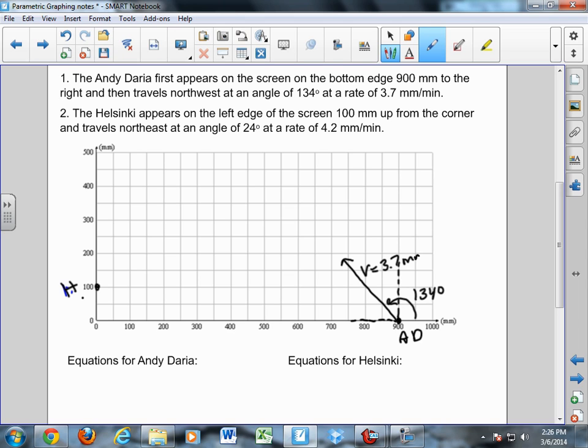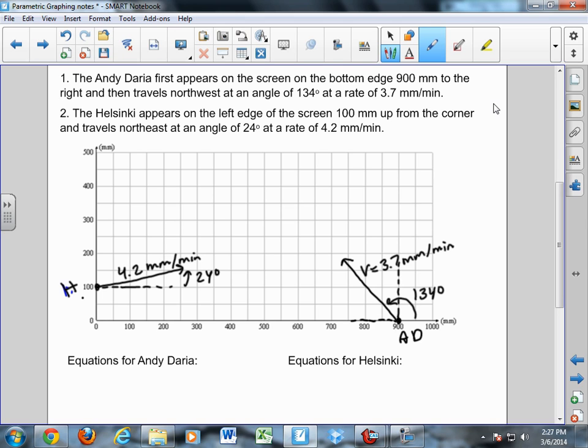And notice that isn't velocity in the x direction or velocity in the y direction. That is velocity along the path that the ship is traveling. When I do the Helsinki, I have similar information, only I have a 24-degree angle now, which is a very small angle, just up to the right a little bit in north. This is 24 degrees, and we're told this is 4.2 millimeters per minute.